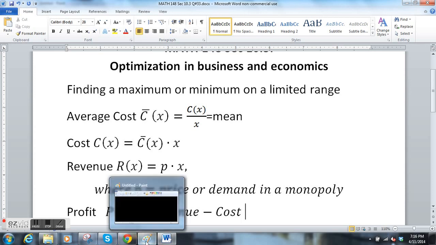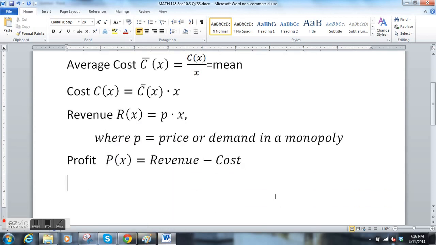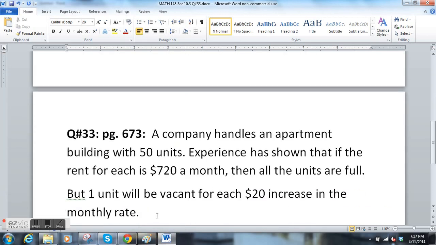But I wanted to work through one of your homework problems because it's particularly challenging and quite clever. So here I've written it out for you. This is question 33 on page 673. A company handles an apartment building with 50 units. Experience has shown that the rent for each is $7.20 a month. Ha ha ha, that's obviously not Seattle. You can't even get a room in Seattle for $7.20 a month, regardless.